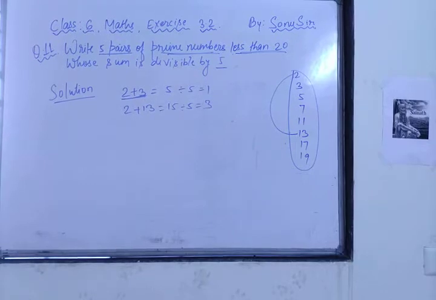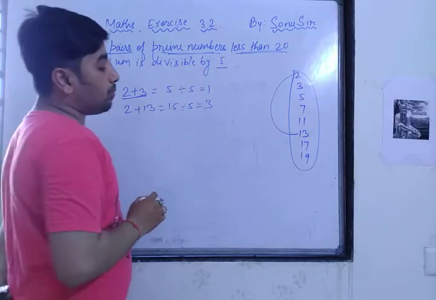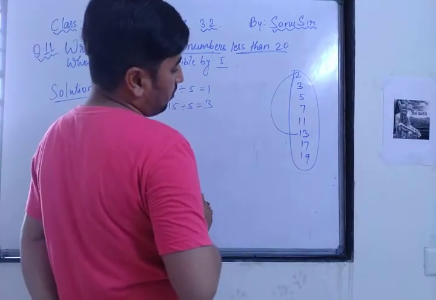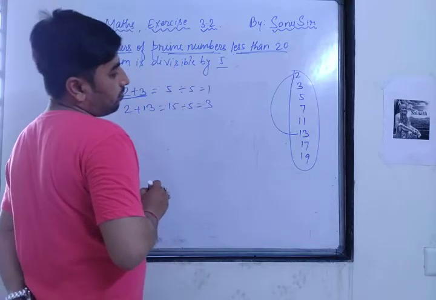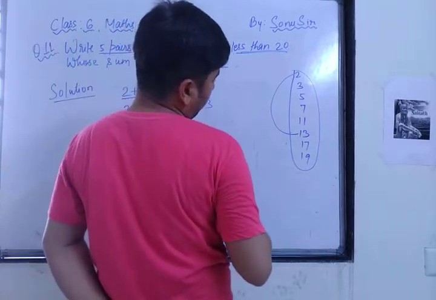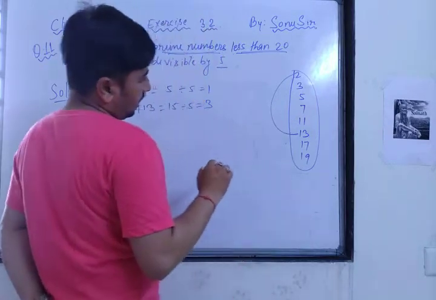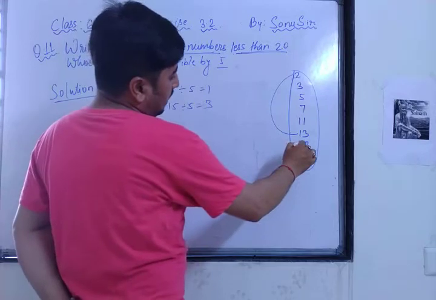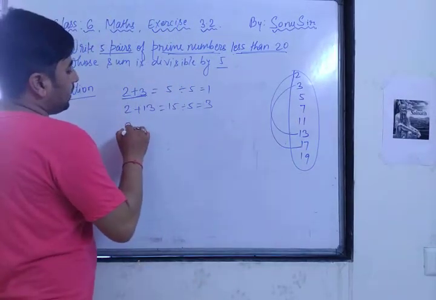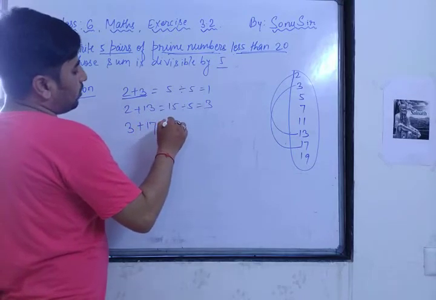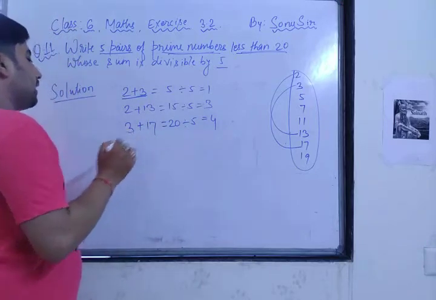As I have given you 2, can you tell me the rest, 3, any of your choice, by which it should be divisible by 5? Anyone? 17 and 3, if we add them, 3 plus 17 is equal to 20. 20 is divisible by 5. Answer is 4. So see here, the third pair.